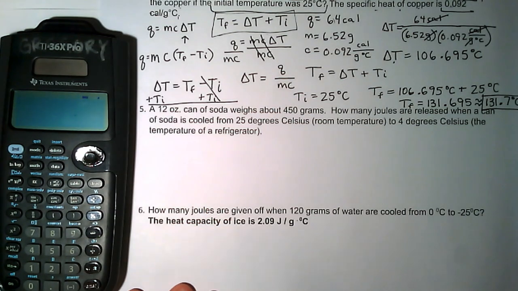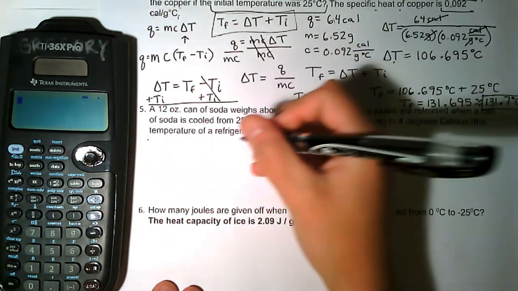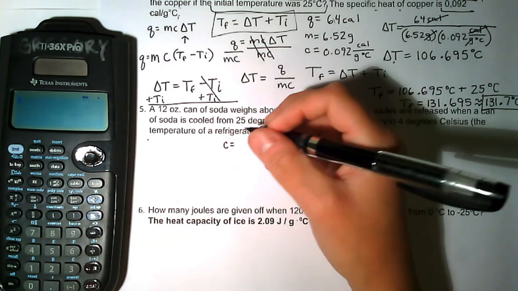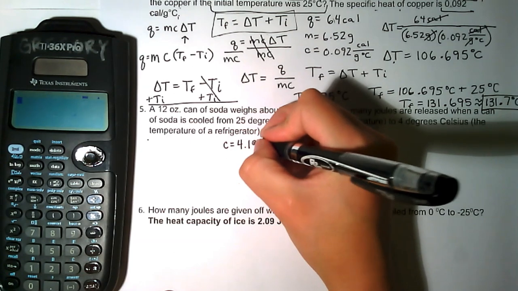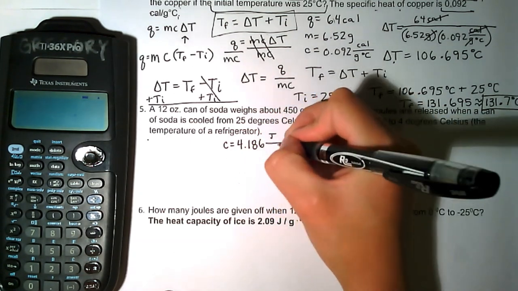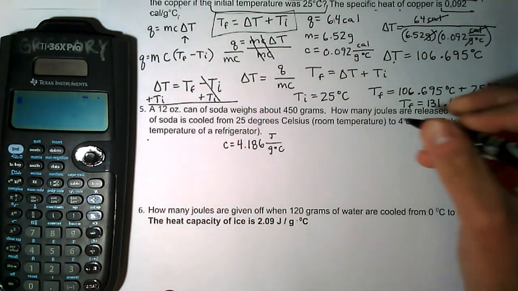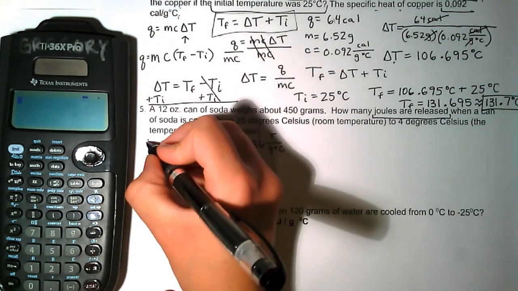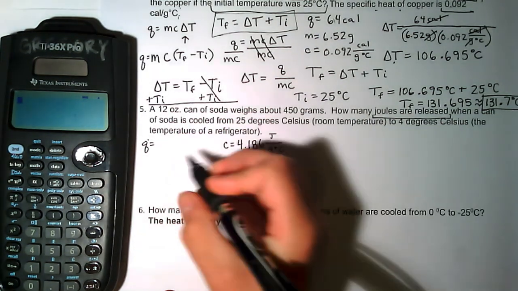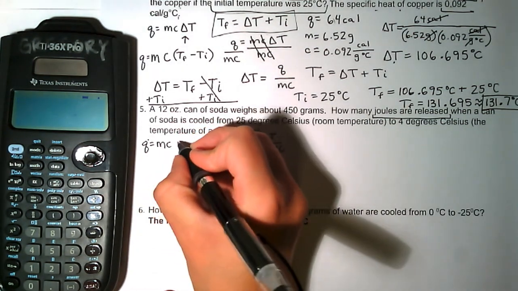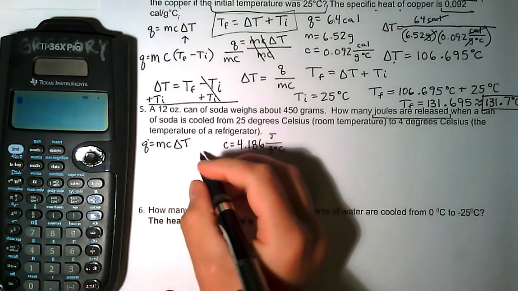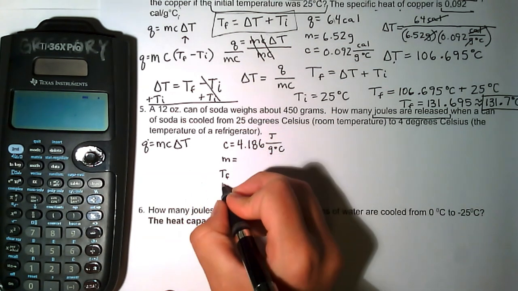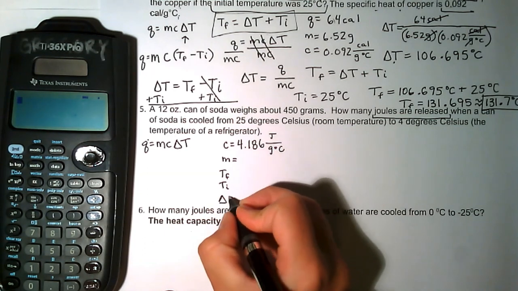So we're going to make the assumption that our value of C in this problem is going to be the same as the value of C for water. So it's going to be 4.186 joules per gram degrees Celsius. And it says how many joules are released, so we are of course looking for Q, so we don't need to rearrange our equation. Q equals M times C times delta T. So we have C, we also need M, and we need T final and T initial, which will give us our delta T value.